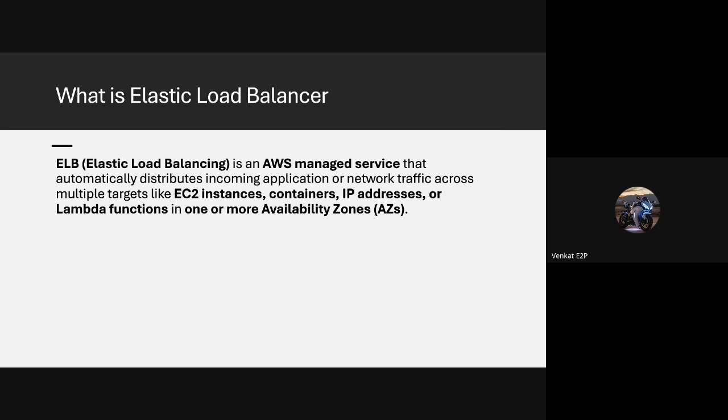Then, for example, there are 100 users. What will this load balancer do? It will divide all the users. For one instance, it will give 20 users. For another instance, it will allocate 20 users. Like that, it will divide equally. For example, if users are increasing, the load balancer will segregate the users equally.